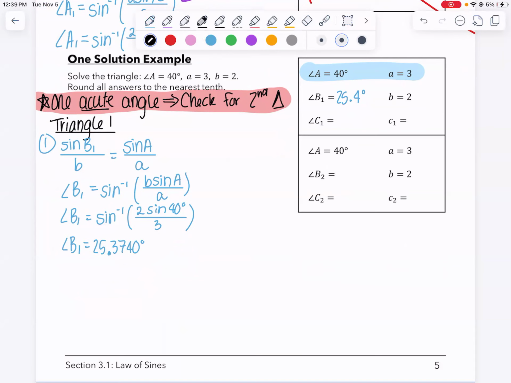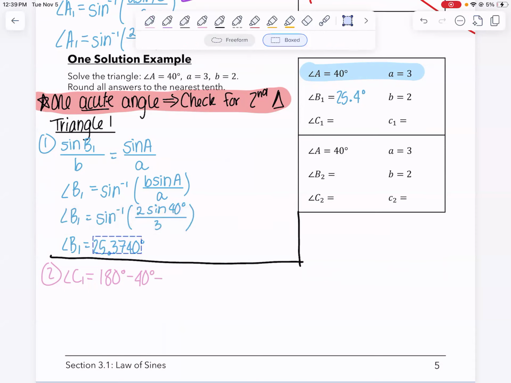Now that we have two angles, we can solve for the third angle quite easily. So angle C1 is equal to 180 degrees minus the other two angles. So minus 40 degrees for angle A, minus angle B. You'll get that angle C1 is 114.6260.